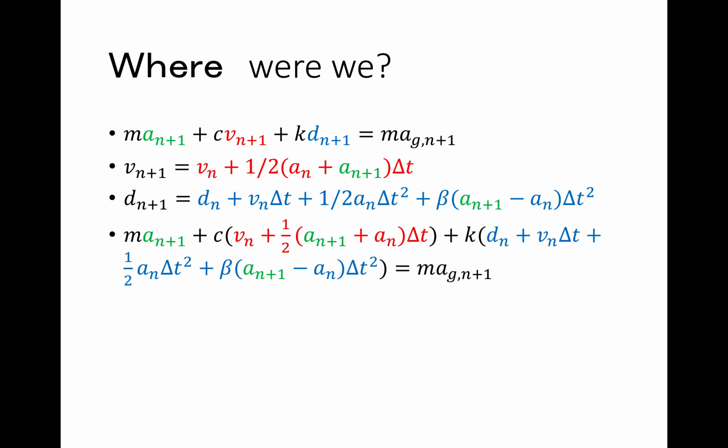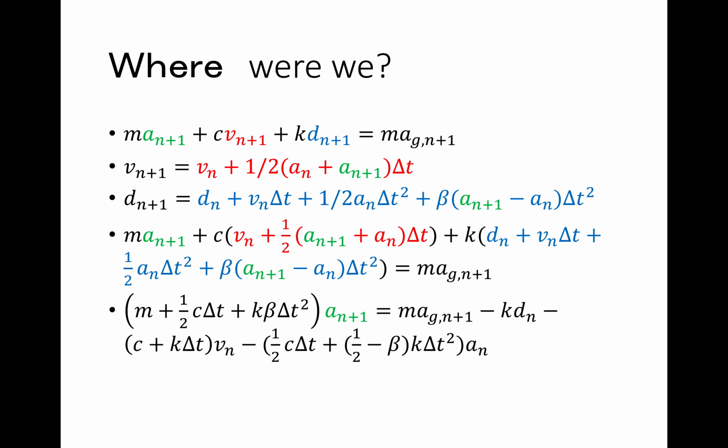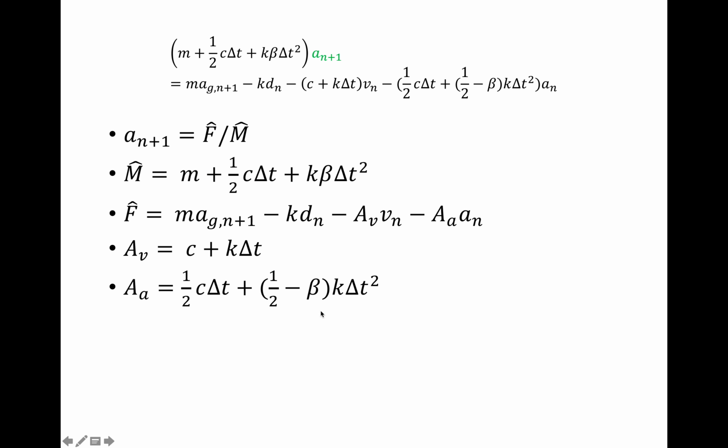And we inserted them into the equation of motion and put all the things related to n+1 on the left side of the equation, and other things on the right side. Finally, we can get a shorter version for solving a n+1 by this equation, f hat divided by m hat, where m hat is a constant value and f hat is updated step by step. A_V and A_A are constant values for the v n and a n terms.